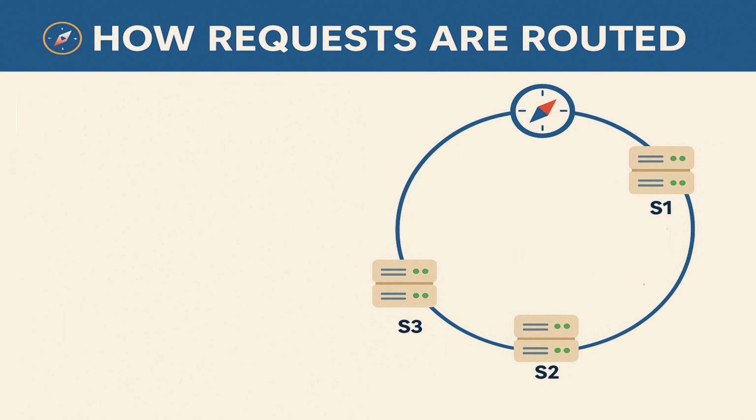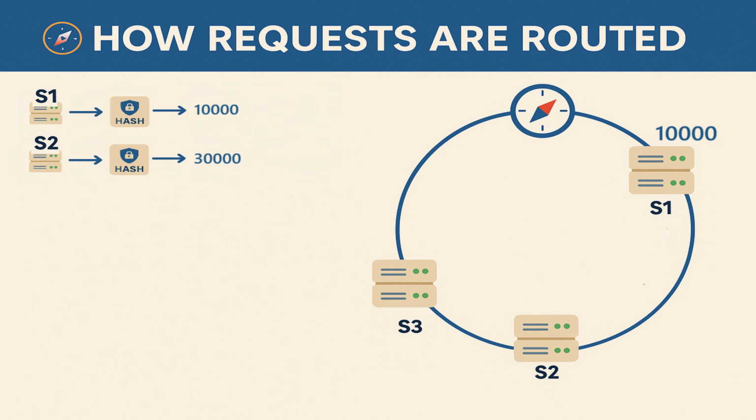Let's say we have 3 servers in our system, S1, S2, S3. We take each server's ID and apply the hash function to it. Suppose we get the hash of S1 as 10,000, so S1 is placed at position 10,000 on the ring. For S2, the hash comes out to be 30,000, so S2 goes to position 30,000. Similarly for S3, the hash comes out to be 50,000, so S3 is placed at position 50,000. Now our 3 servers are spread around the hash ring.